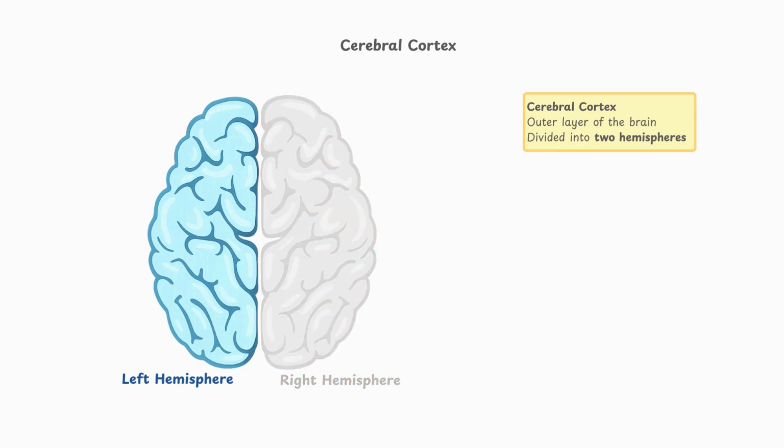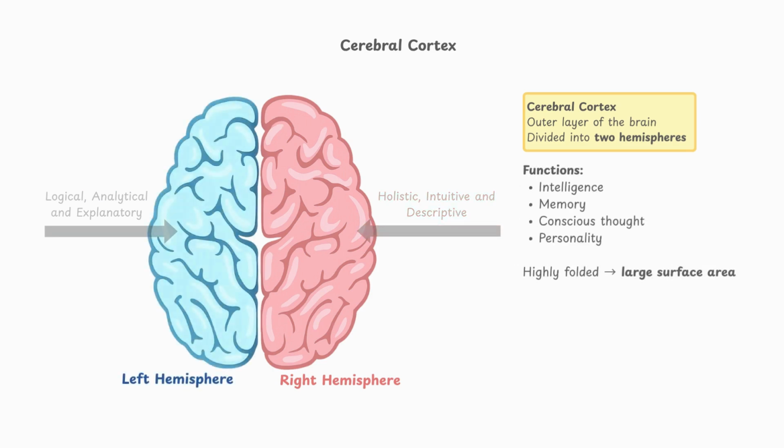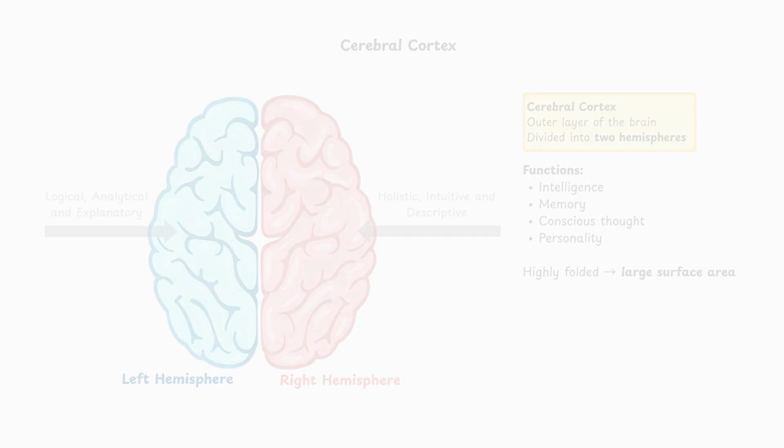The left hemisphere is responsible for logical and analytical thinking, such as problem solving and reasoning. The right hemisphere is more involved in creativity, intuition, and understanding the bigger picture. The cerebral cortex controls key functions like intelligence, memory, conscious thought, and personality.